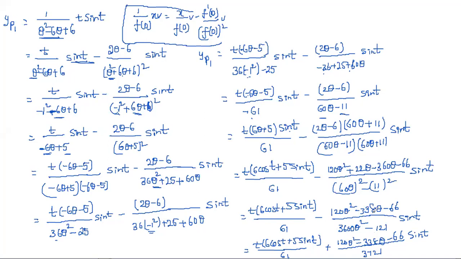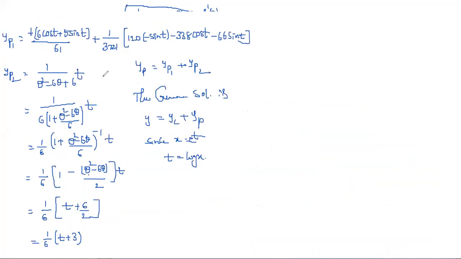And 120 theta square minus 338 theta minus 66. And sin t we are applying. Theta square is nothing but 2 times derivative of sin t, and theta is nothing but one-time derivative. So after applying derivative, we got this one. And this is yp1. Of course, we can take LCM and then simplify this one. Okay, so that you can also do. And yp2 is nothing but the third model.